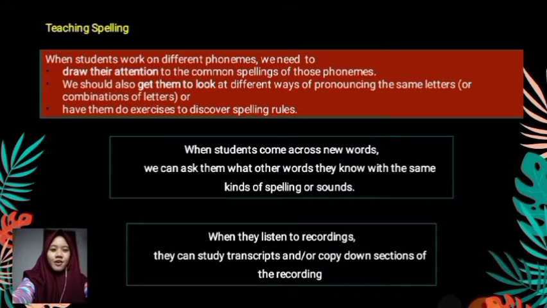And then, when students come across new words, teachers can ask them what other words they know with the same kinds of spelling or sound. And when students listen to recordings, they can study the transcript or copy down sections of the recording.